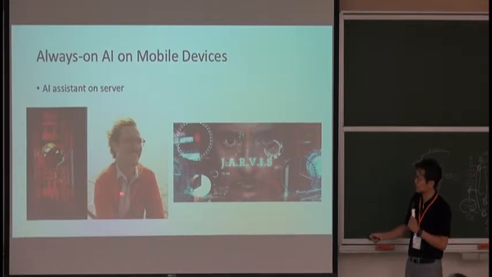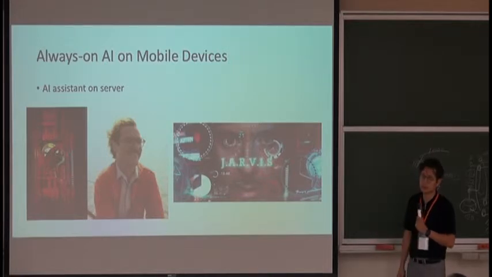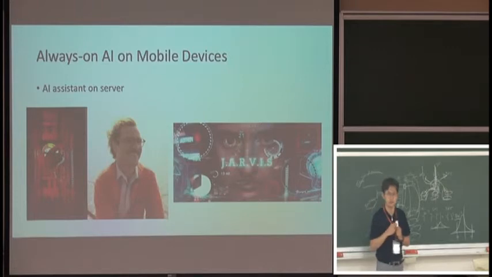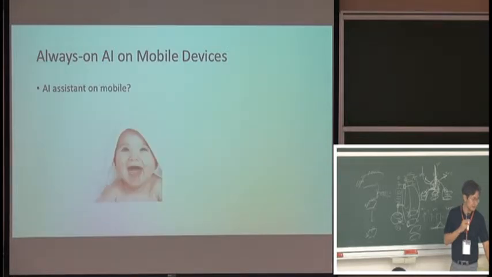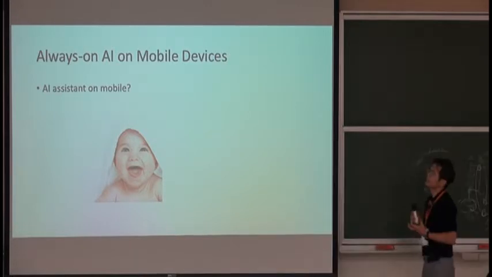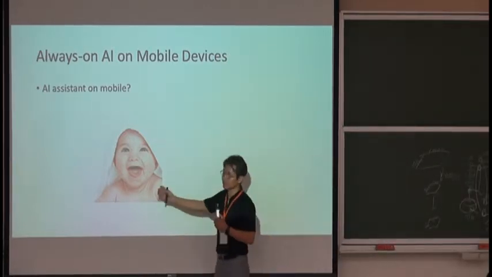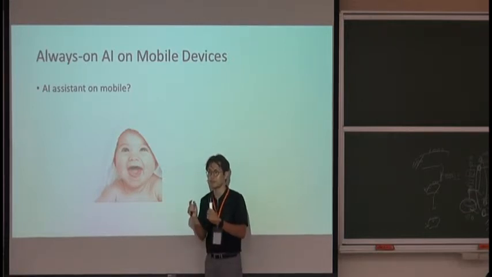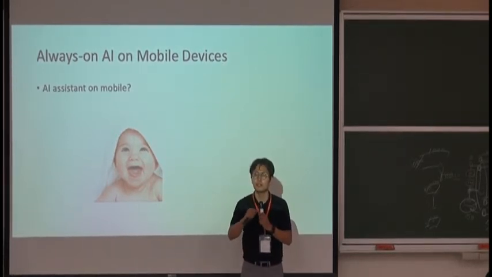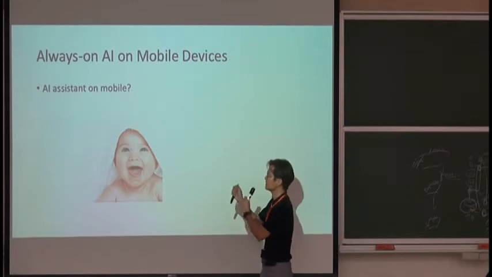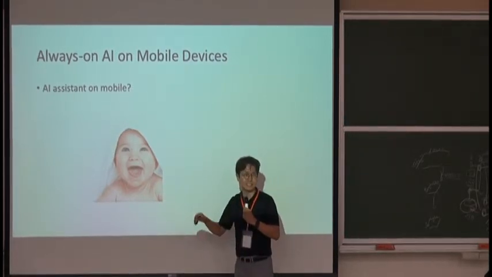In these films, the AI assistants run on a server, right? But what we want is some assistant running on our smartphone or our embedded devices. Let's see one very simple example. When we see our baby smiling like this, usually we want to take a picture, right? But in order to take a picture, first we need to turn on the smartphone and find the camera app, and the moment is gone, right?